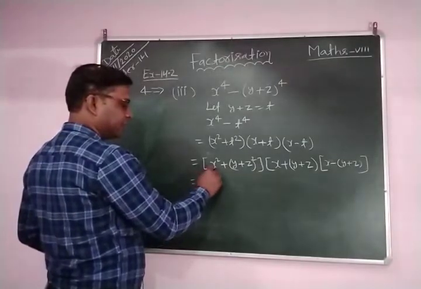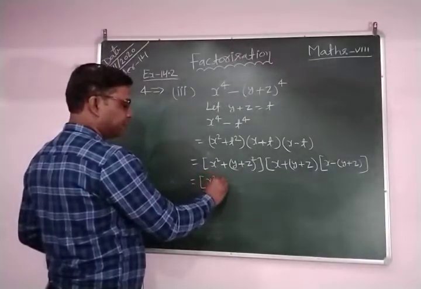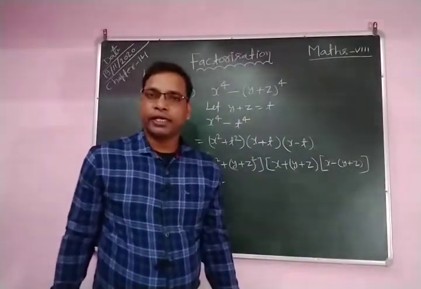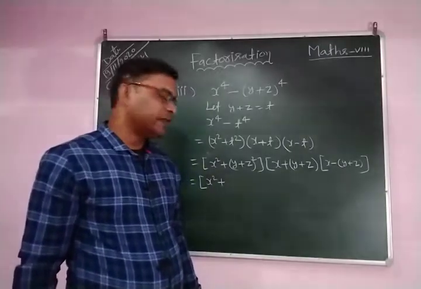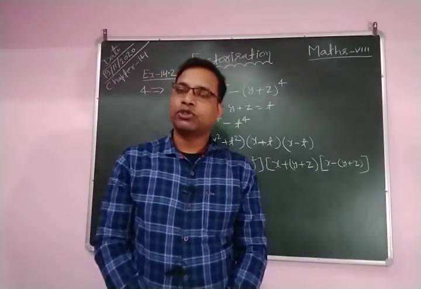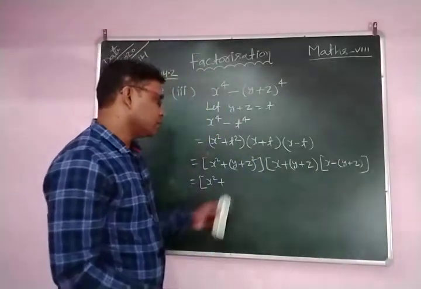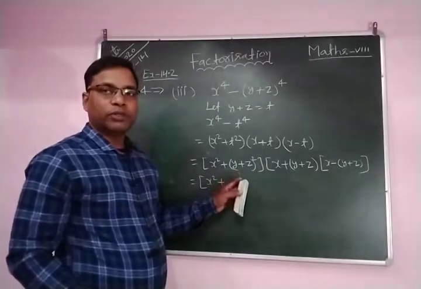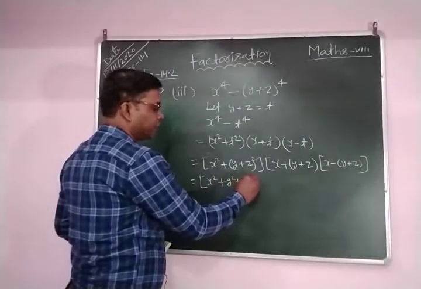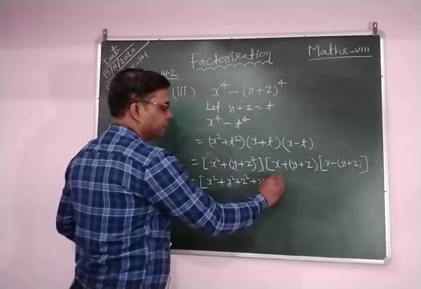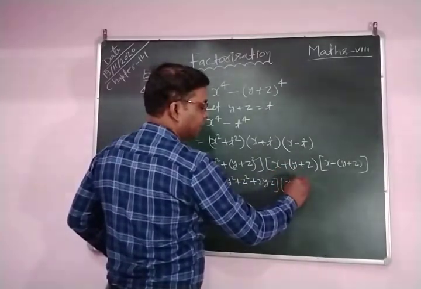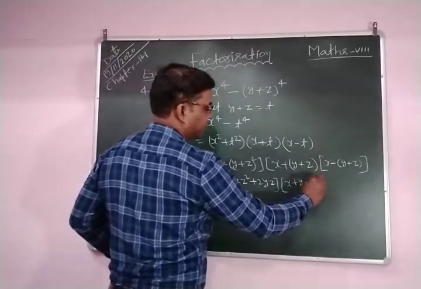Now in this bracket, x square we write as it is, plus here the whole square of y plus z. So use the first identity and you can break this. What is the first identity? The first identity is the whole square of a plus b is equal to a square plus b square plus 2ab. So we can write here y square plus z square plus 2yz. Clear now?